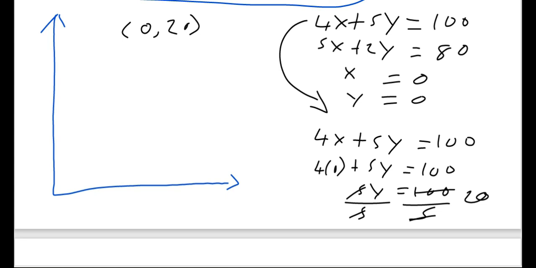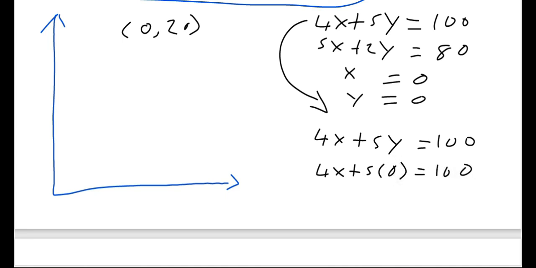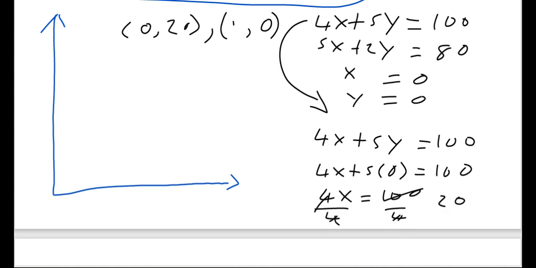Now let me just remove this, and now let's make y be 0. We first made x 0, and now we're making y 0. So we are going to have 4x plus 5 times 0 equals 100. In this next point we are assuming that y is 0, so we don't have y, and we are looking for x at this point. So we have 4x equals 100. Divide by 4 on both sides. So this is 20. So when y is 0, our x is 20. So we'll have 20 here.